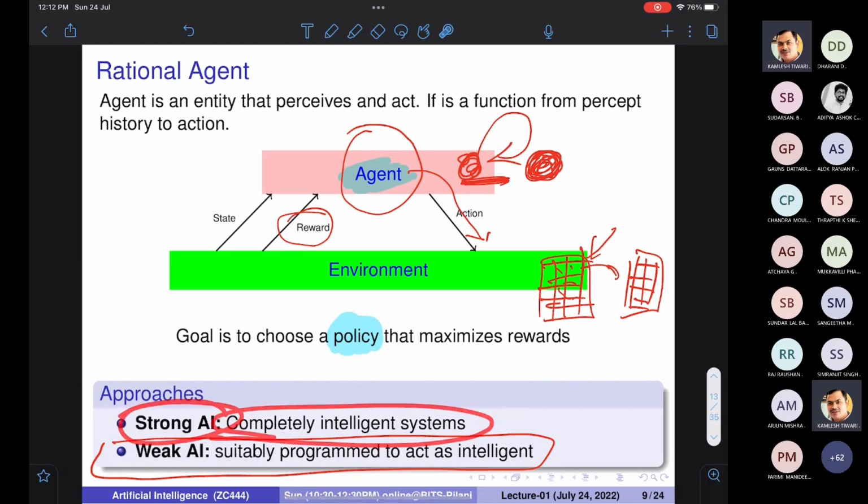Strong AI is a far reaching target. Weak AI is something that right now we are in, so we are getting some answers out of that.